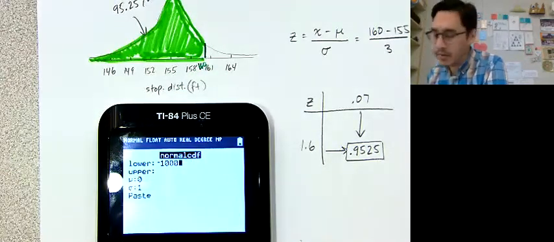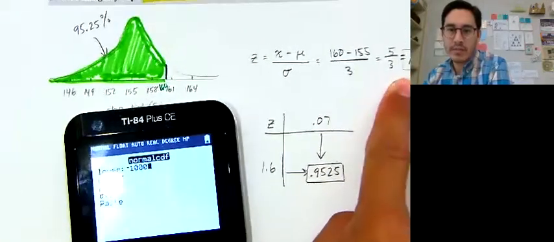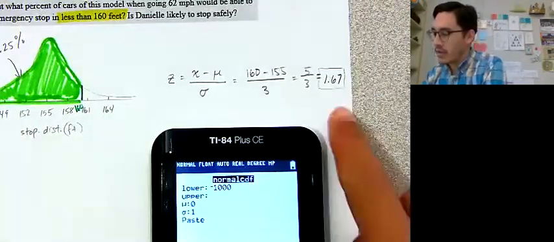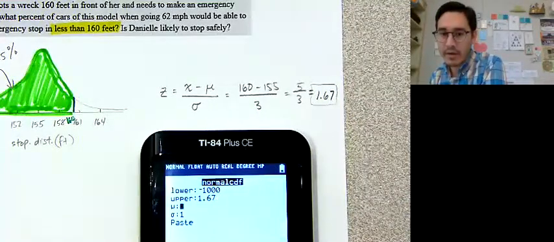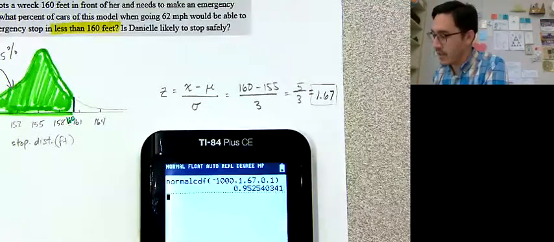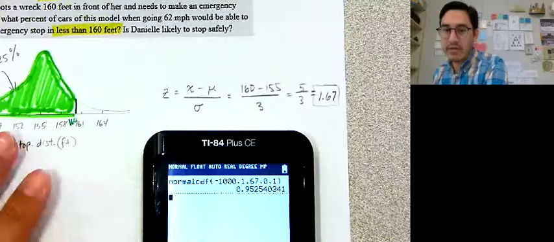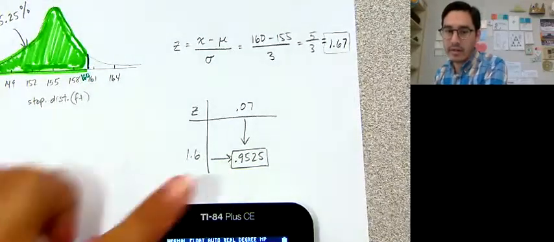Oh no, what am I doing? We're looking up the z-score. Okay. So we're going to put 1.67, sorry, as the upper bound. The mean is 0, the standard deviation is 1. And then you get 0.9525. Okay, so it matches here.